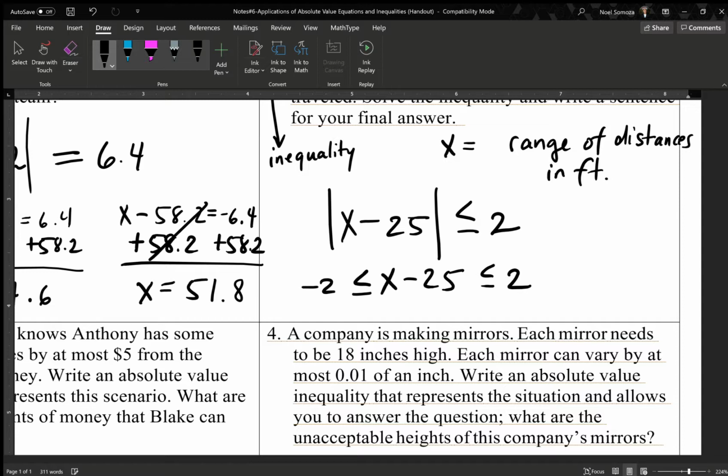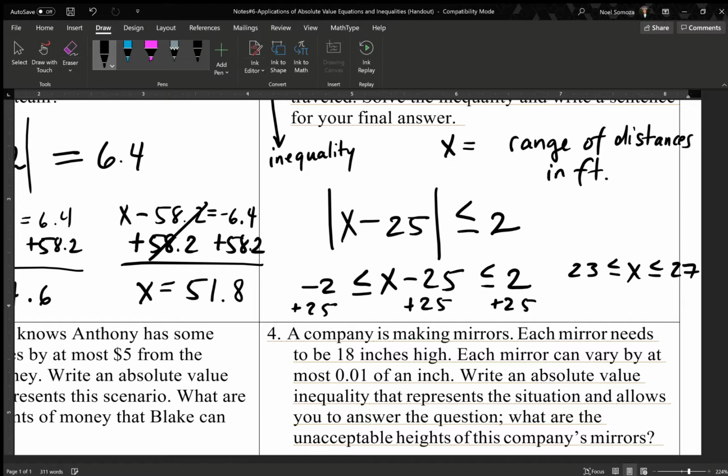Does that mean like negative distance? Just wait till you actually add the 25 to both sides, and then you'll see where x was allowed to land. Right? So we add 25 to all three sides. And here's what we get. 23, x is greater than or equal to 23, less than or equal to 27.